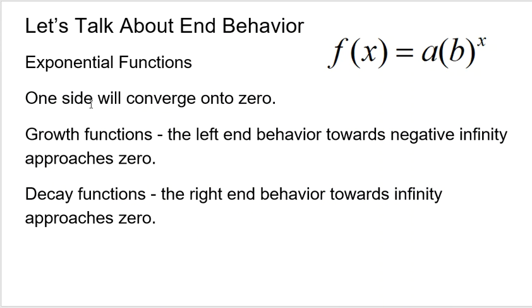All right, now let's talk about exponential functions, where we have a times b raised to the x, which means the variable is in the exponent. So in these exponential problems, one side will converge onto a value, okay? If you're a growth function, the left end behavior towards negative infinity will approach 0. If you're a decay function, the right end behavior towards infinity will also approach 0.